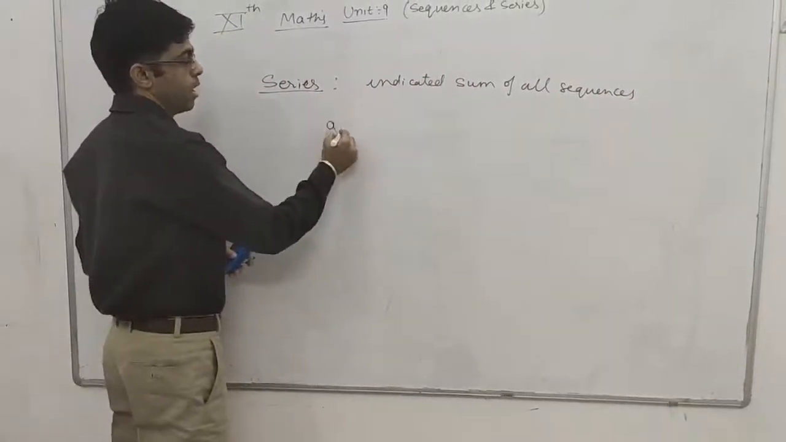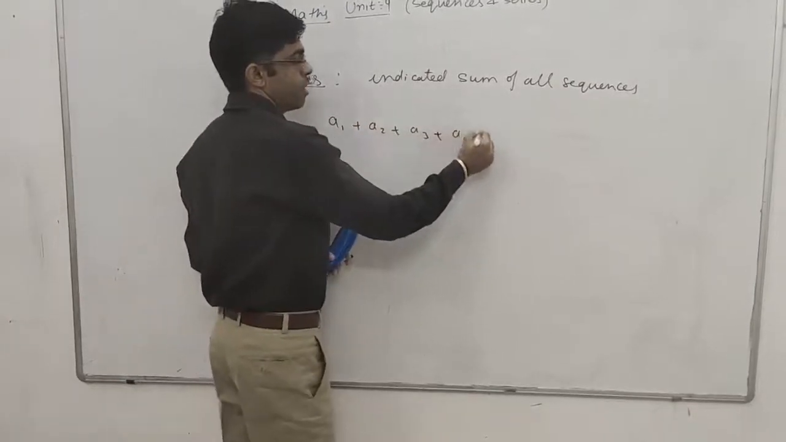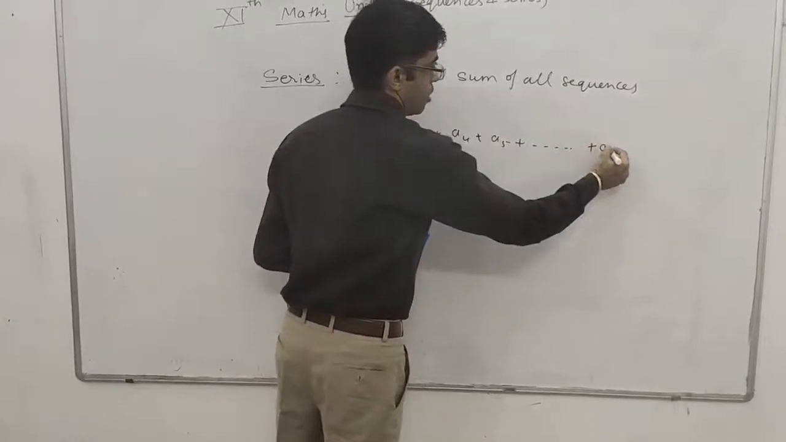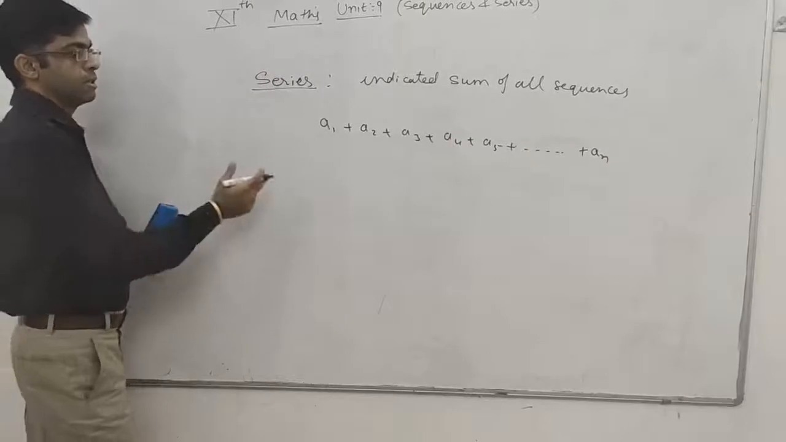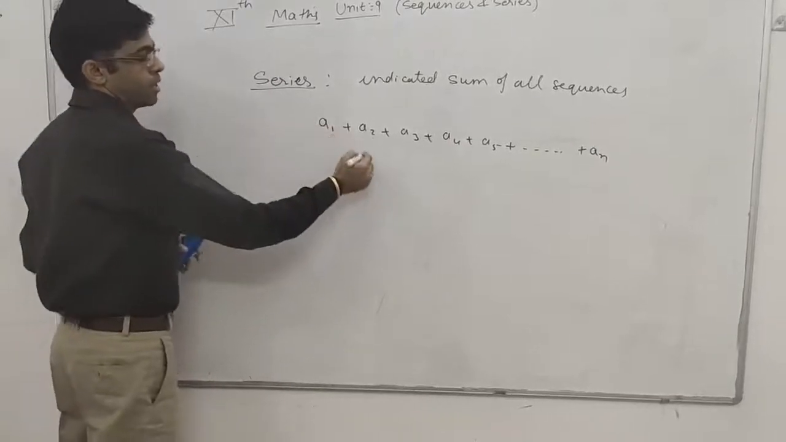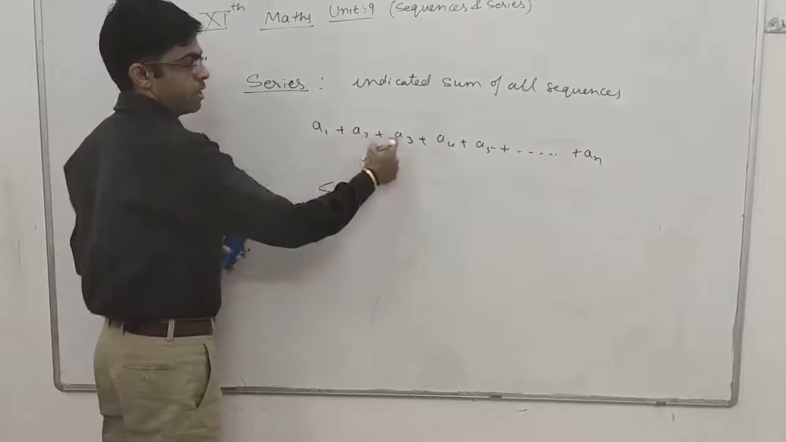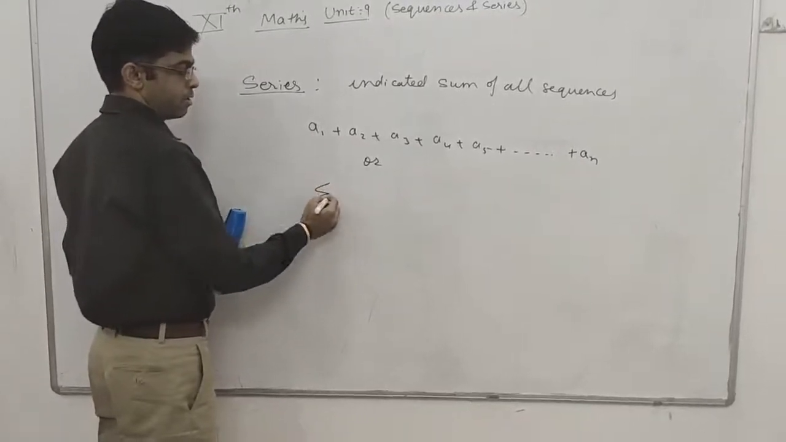For example, A1 plus A2 plus A3 plus A4. When we are finding the sum of each and every term, this forms a series, and we can also represent this in a short notation also. For addition there is a notation, sigma.